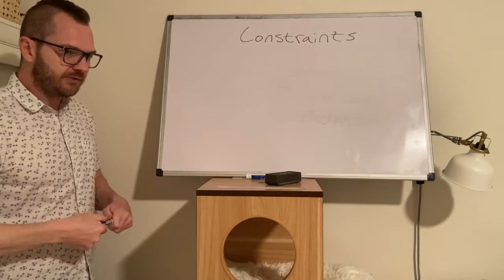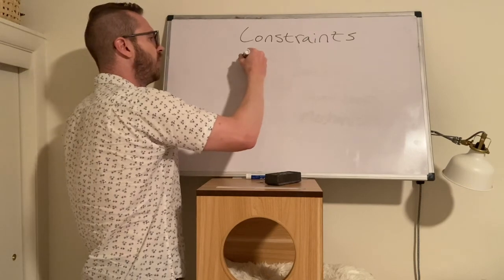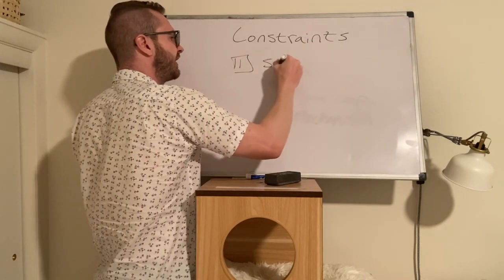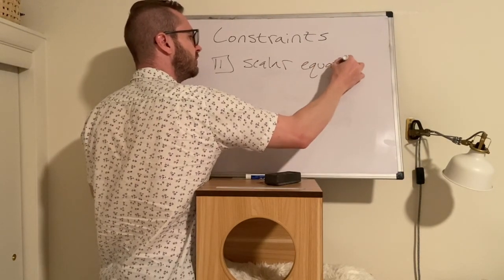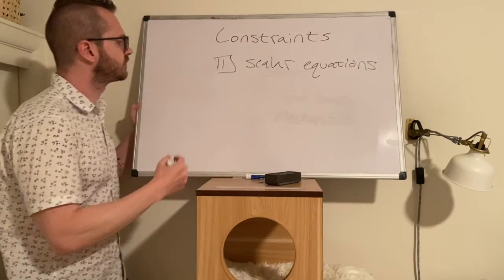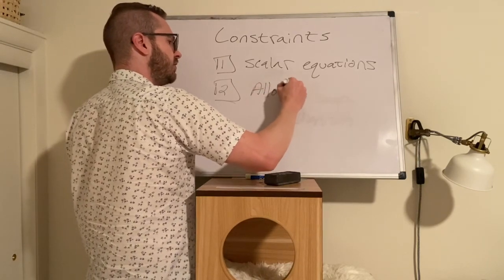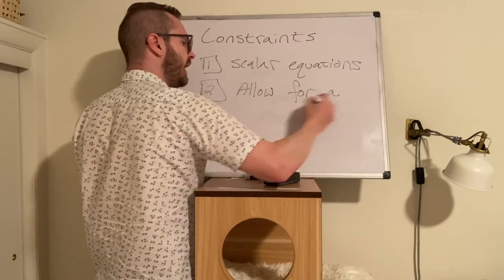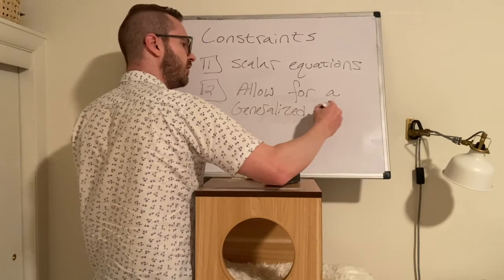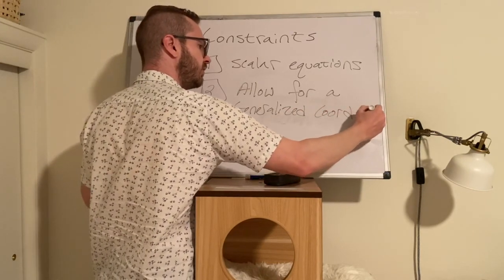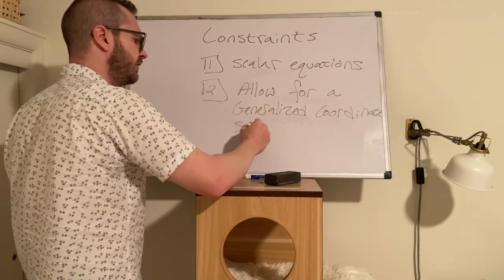All right, so here is our textbook definition of constraints. 2 points. Number 1, constraints are scalar equations. And then number 2, they allow for a solution to a generalized coordinate. I'm going to write a new word, generalized coordinate. Kind of ran out of room.